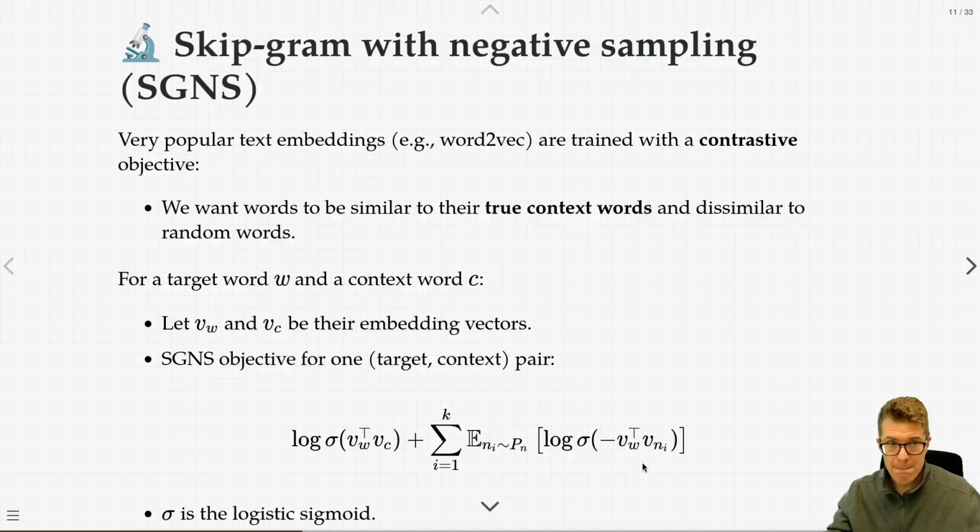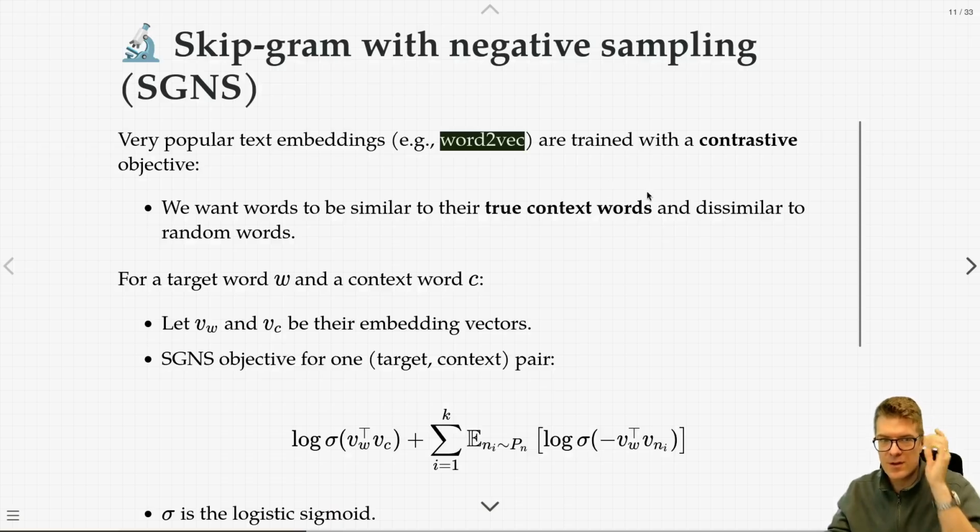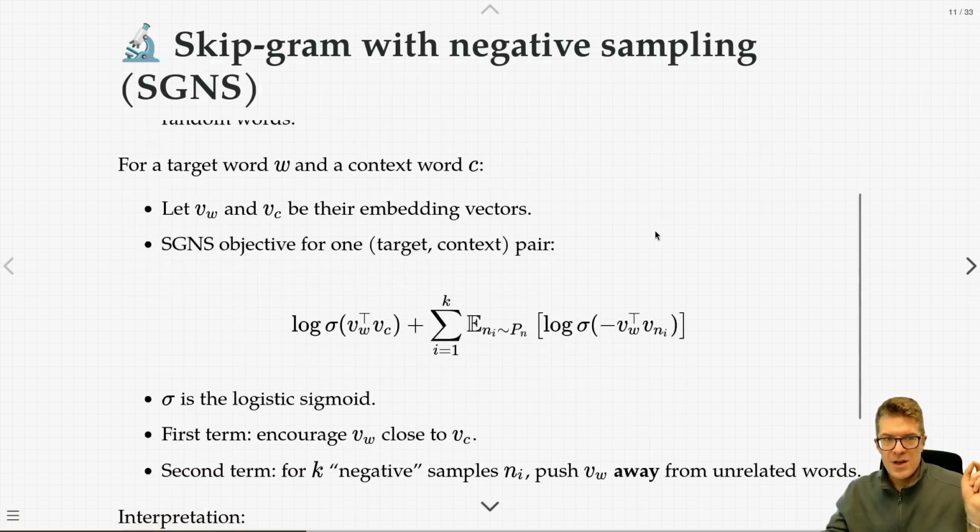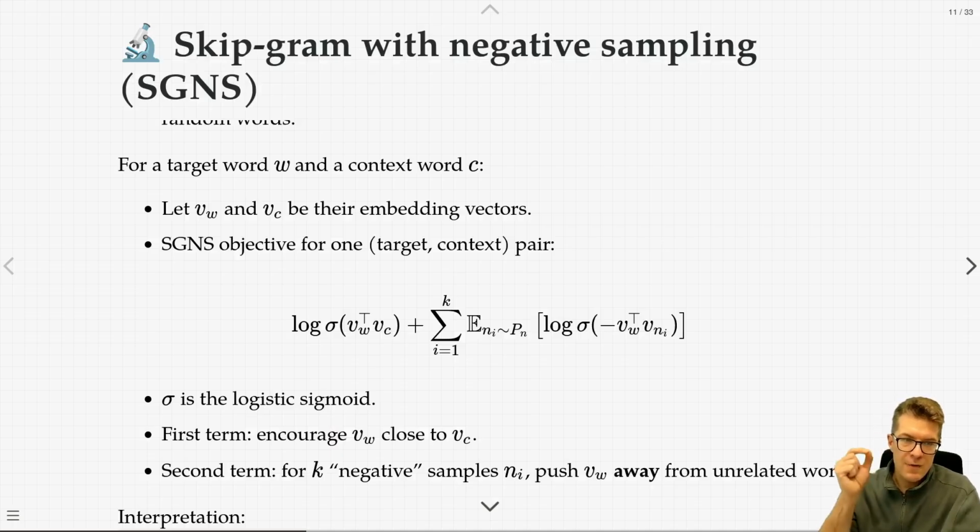So just very briefly, this is something you don't necessarily need to know going forward, but there are very popular text embeddings like word2vec. These are trained with a contrastive objective. We want words' representations to be similar to their context words and dissimilar to random words. So the idea is you have a target word W that you're trying to predict, and you have some context word C, and you have the representations V sub W for target word W, and V sub C, which is the embedding for context word C.